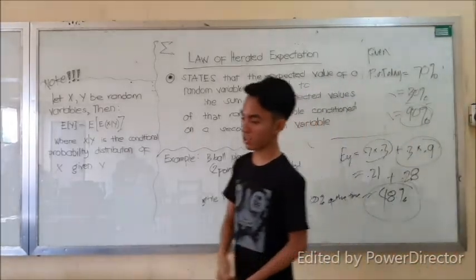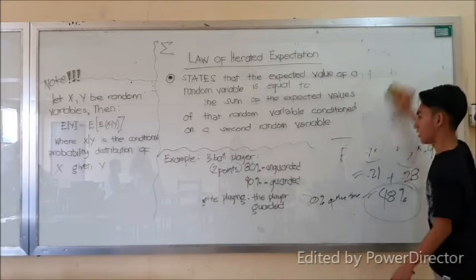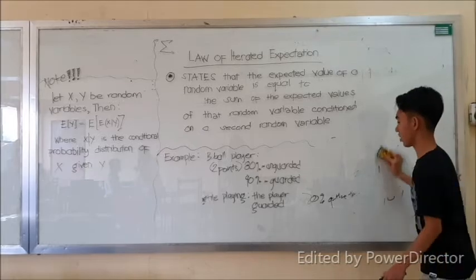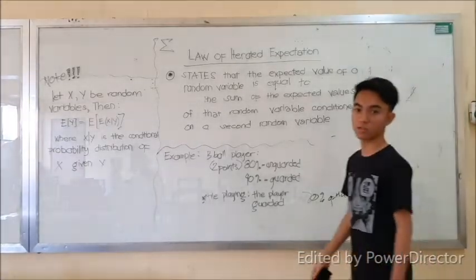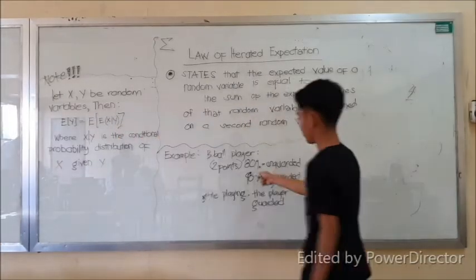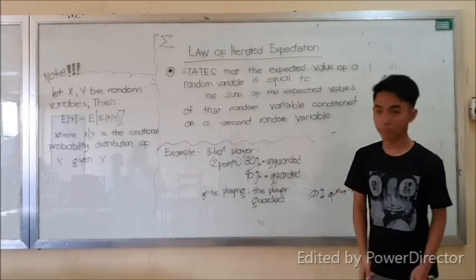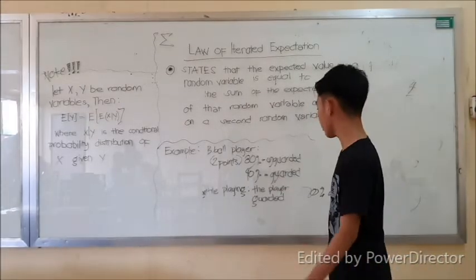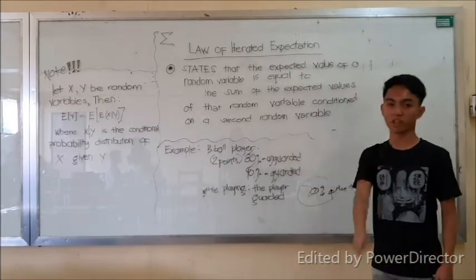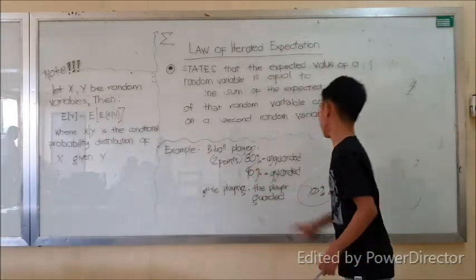Another example is a player who scores 2 points 80% of the time when he is unguarded and 40% of the time when guarded. Now, while they are playing, this player will be guarded 70% of the time. What is the probability that he will score?